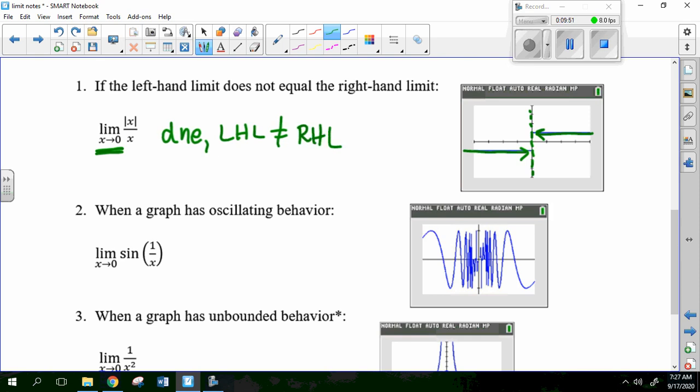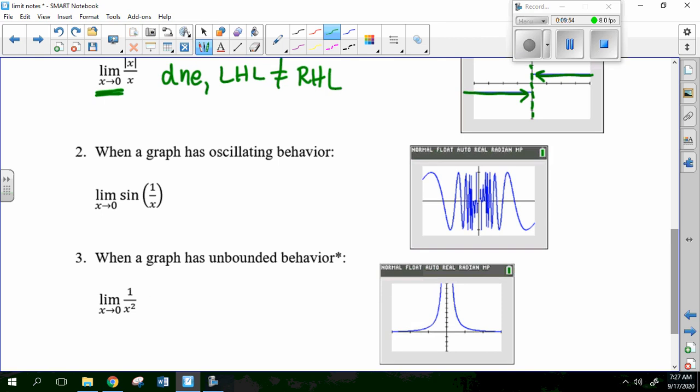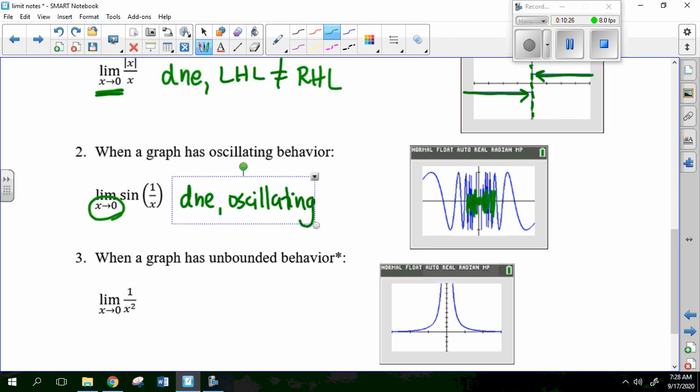Okay? All right, next example, when a graph has oscillating behavior. That means the graph bounces back and forth so quickly that every time you get closer and closer to whatever value you're approaching, sometimes it's positive, sometimes it's negative, and it just keeps bouncing. So that's what's happening here. This is bouncing really fast, and this side is bouncing really, really fast, the closer and closer I get to 0. And so we would say that the limit does not exist because of oscillating behavior. Anytime you say that a limit does not exist, you have to tell me why.